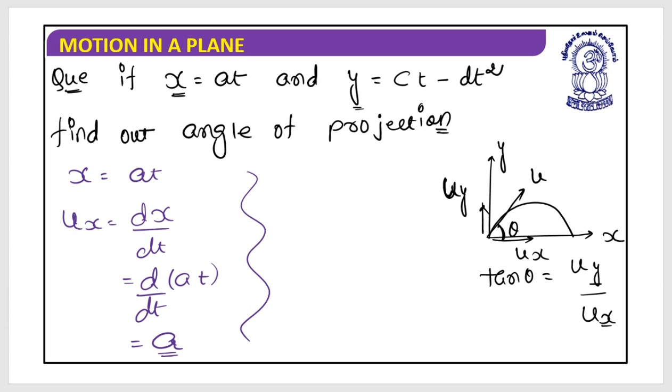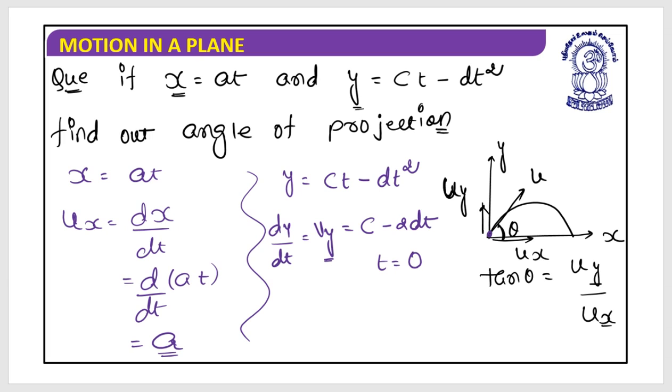Now let's turn to y. The y is given as y equals ct minus dt square. So dy by dt, which equals vy, would be d by dt of ct minus dt square, which is c minus 2dt. But you don't require velocity at any time. You require velocity at the time of projection, that means at t equals 0. At t equals 0, uy equals c.